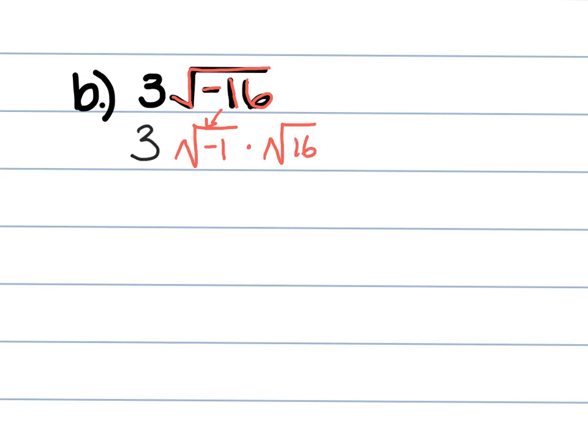Because if you think about it, if I were to multiply these two things back together, where I would get is there. These are the same thing. So I get 3 times, what is the square root of -1? i. And the square root of 16 is 4. What would I say 3 times i times 4 is? 12i.